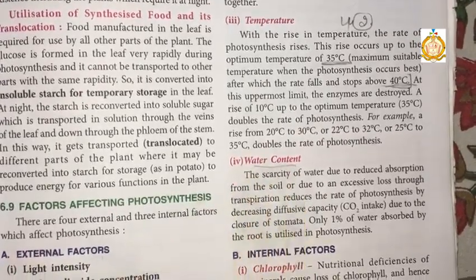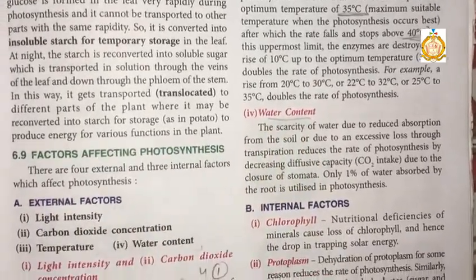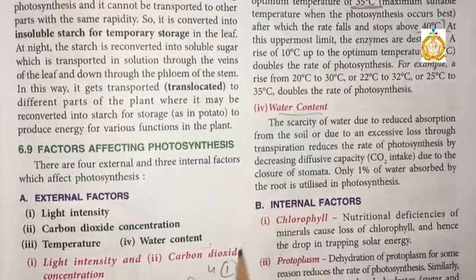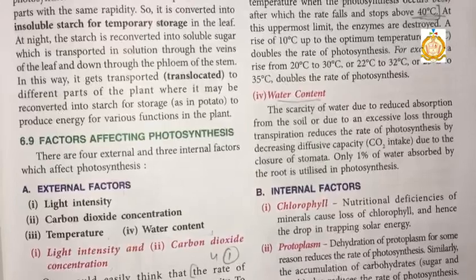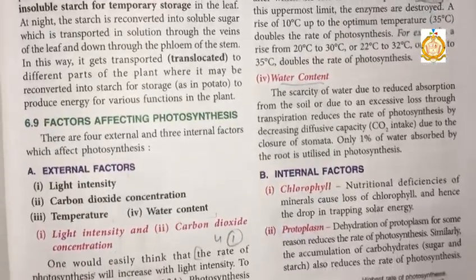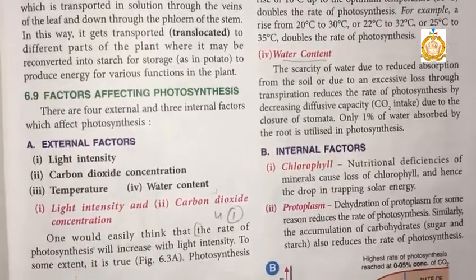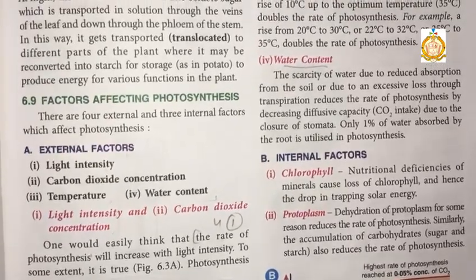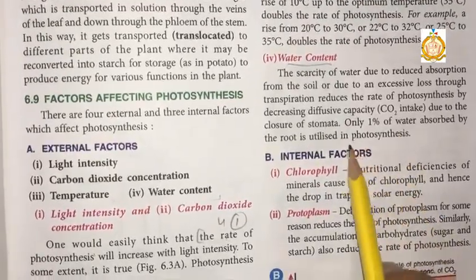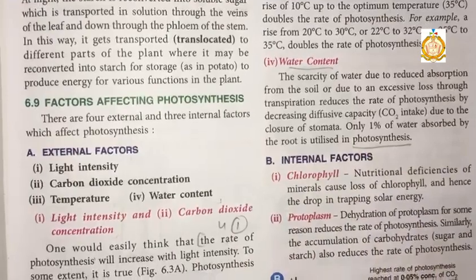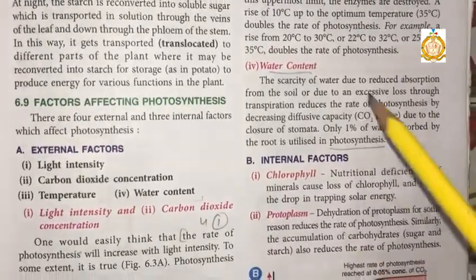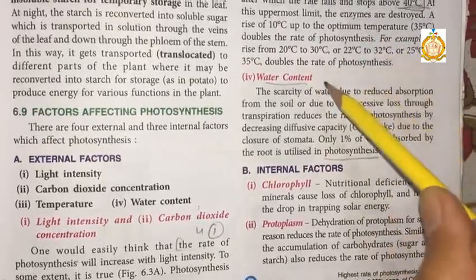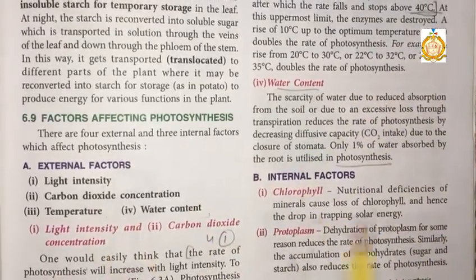Water content. The lesser the water content, the lesser the photosynthesis process, because of the water used by the roots of the plants, 1% is used for the photosynthesis process, and the rest is used by the plants for the transpiration process, and that is also affecting the photosynthesis process.